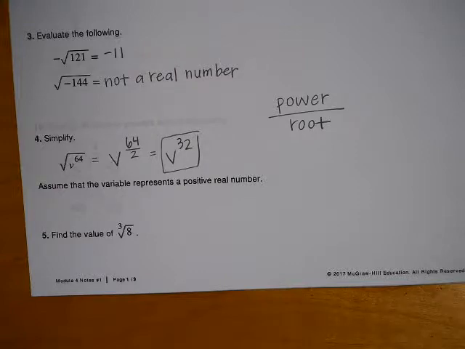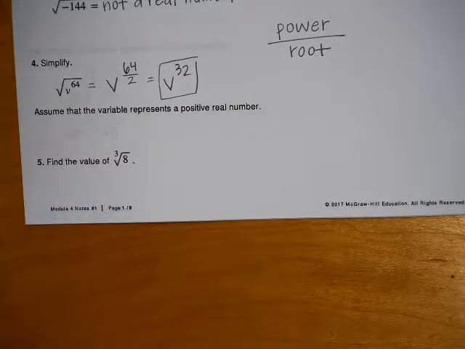Because v to the 32 power times v to the 32 power equals v to the 64th. Yes. Because when you multiply, what do you do with your exponents? Add. Okay? So you are finding the square root. Does that make sense? All right, questions on number 4? All right, let's look at number 5.